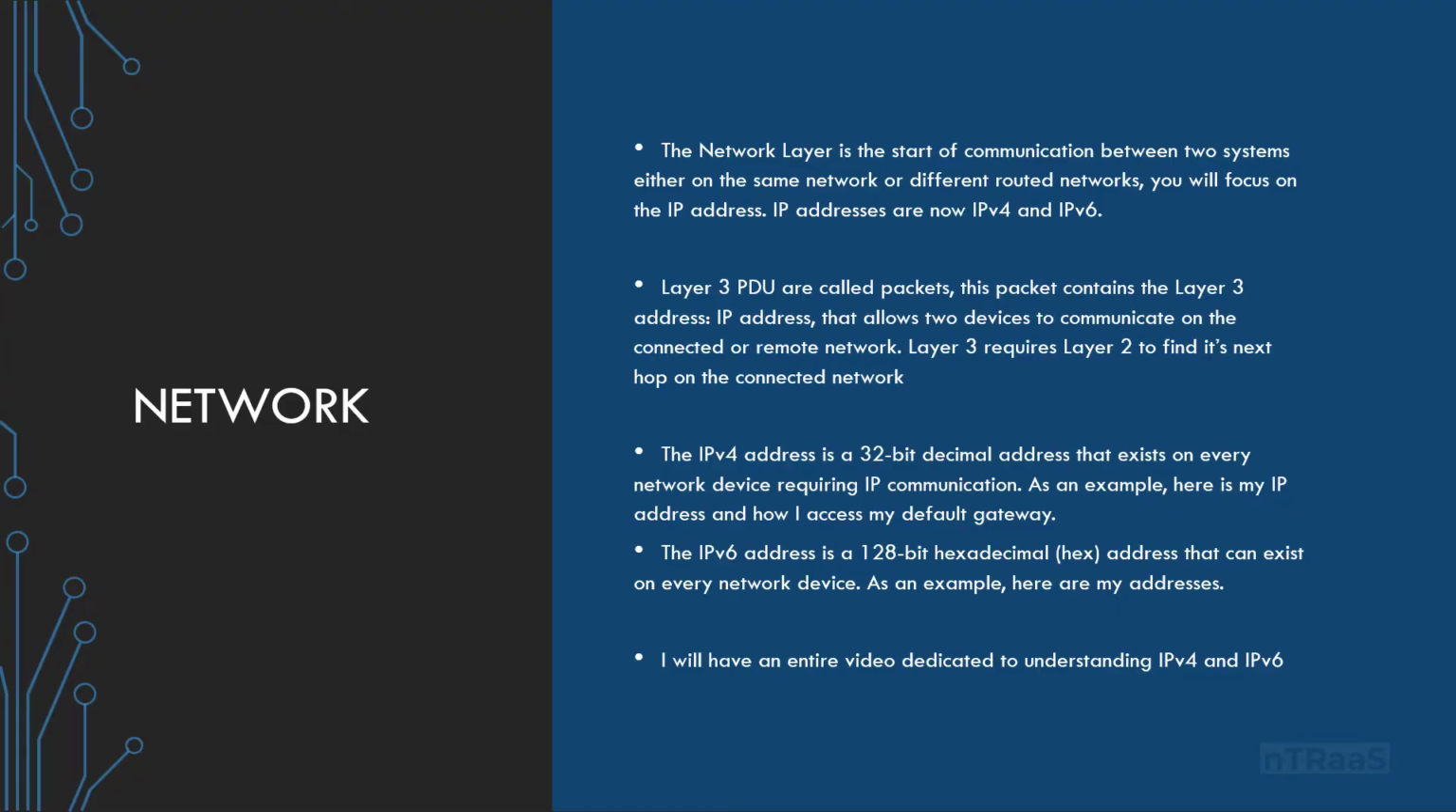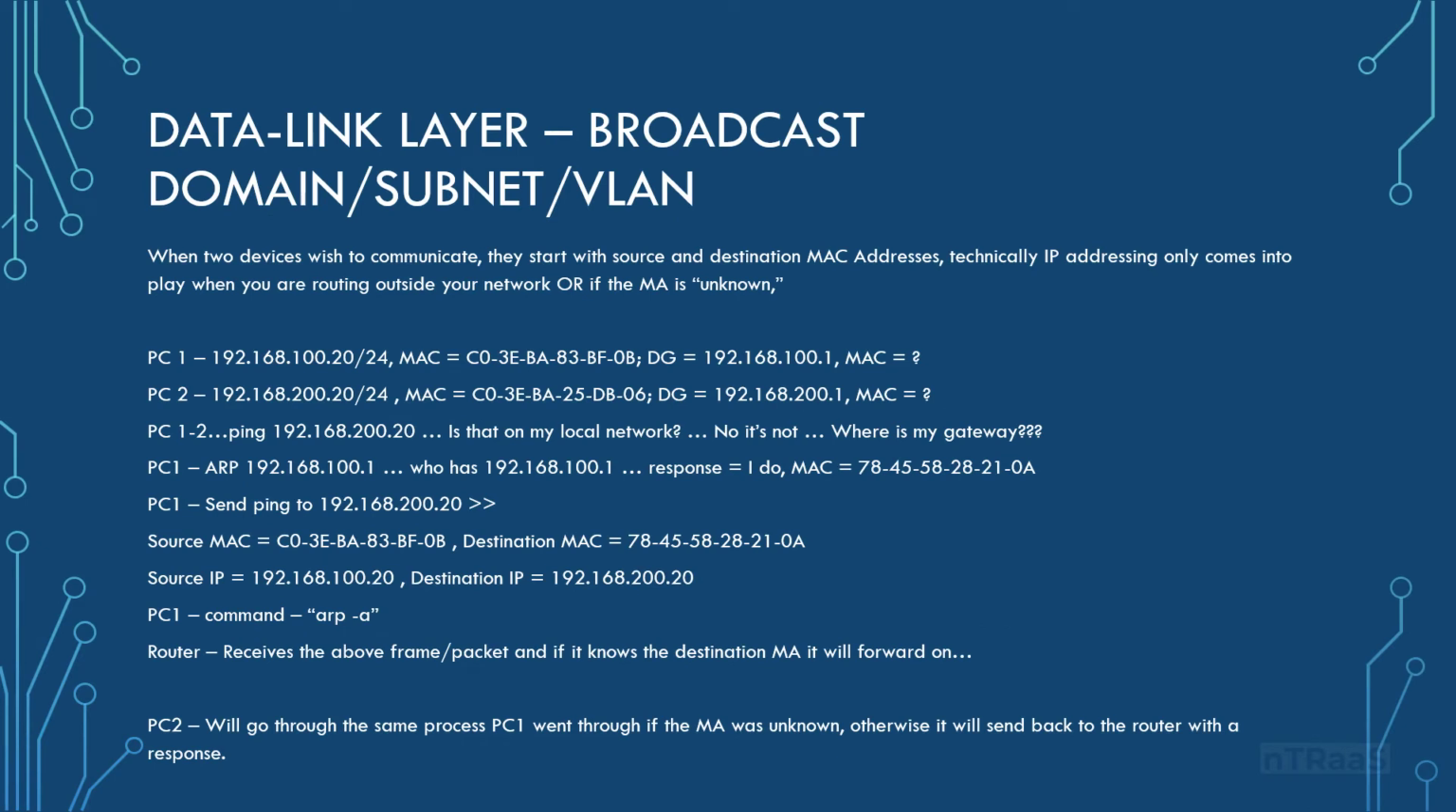So as we just saw, my IPv6 address is a 128-bit hex address that can exist on every network device as well. Keep in mind, there are two IPv6 addresses that will typically exist on every device: a link local and a configurable address. We do have entire sections and videos that will relate to IPv4 and IPv6 that you can check out. So when talking about the data link layer, broadcasting the domain, subnets, and VLANs.